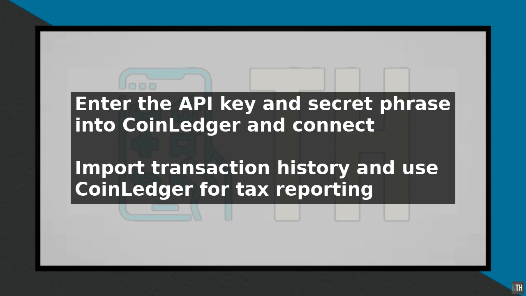You can then use CoinLedger to calculate your capital gains and losses and generate tax reports. It is essential to keep your API keys and secret phrases secure to prevent unauthorized access to your accounts. Also, make sure to regularly update your transaction history in CoinLedger to ensure accurate tax reporting. By following these steps, you can easily connect your Coinbase account to CoinLedger and start tracking your cryptocurrency transactions for tax purposes.